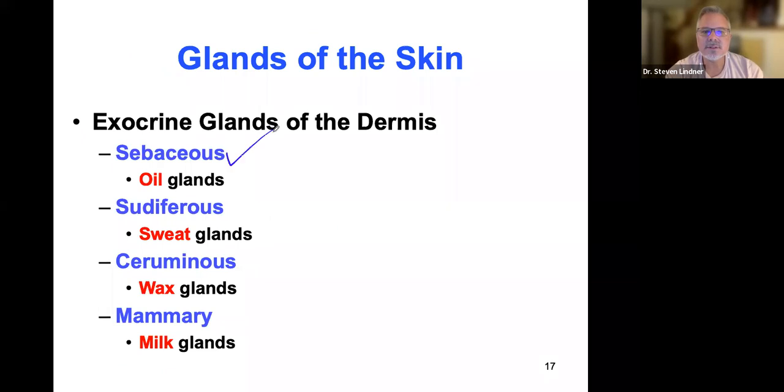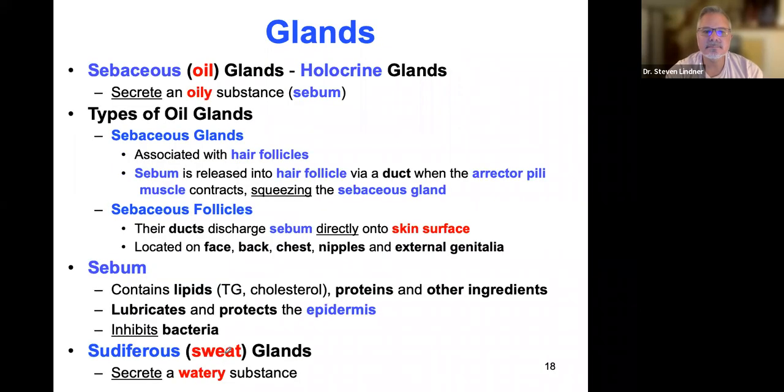Your sebaceous glands are the oil glands. Your sudoriferous glands are the sweat glands. Ceruminous glands are called wax glands, and mammary glands are milk glands.